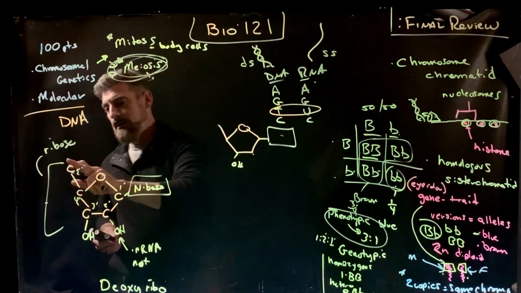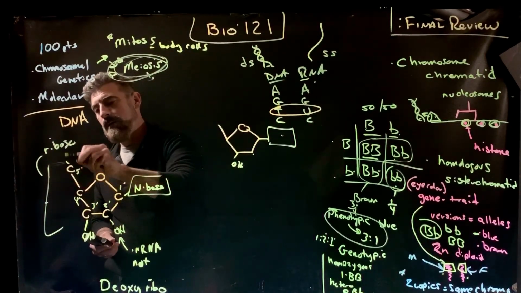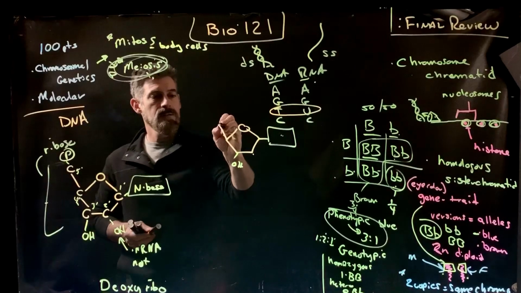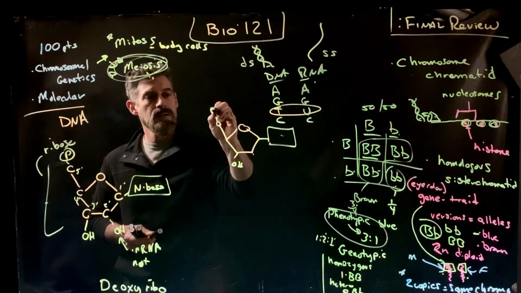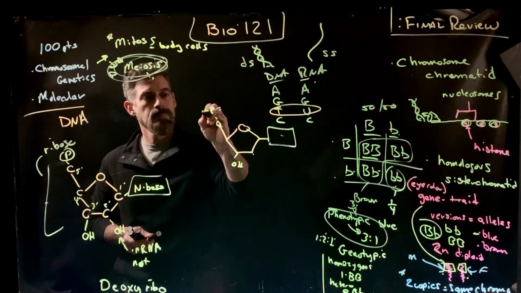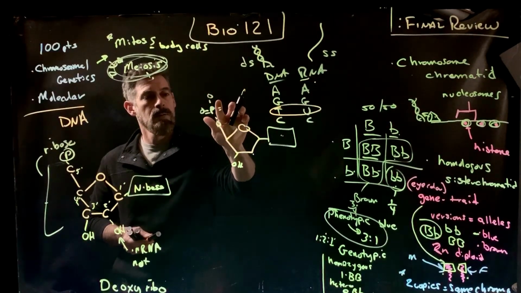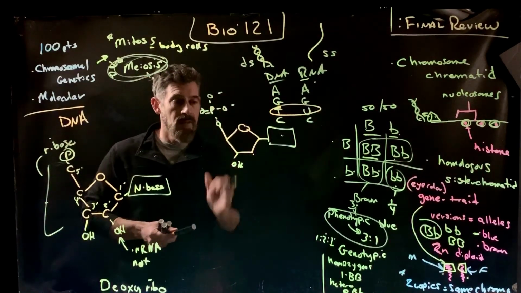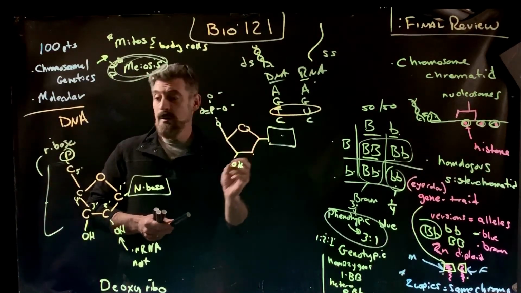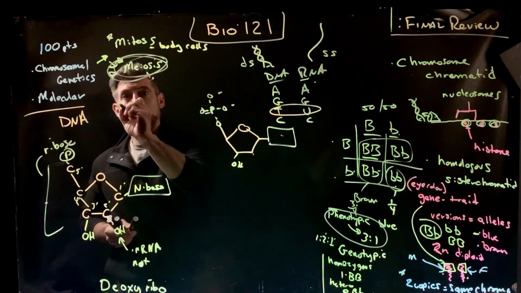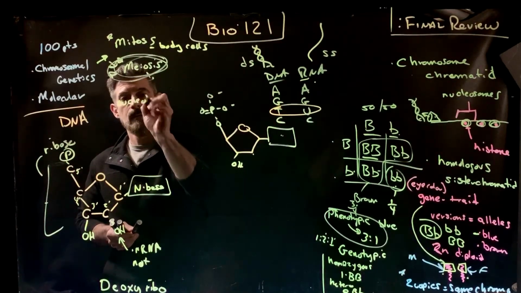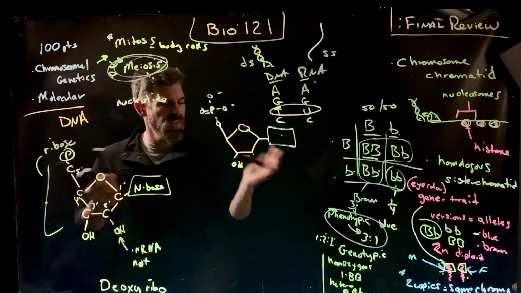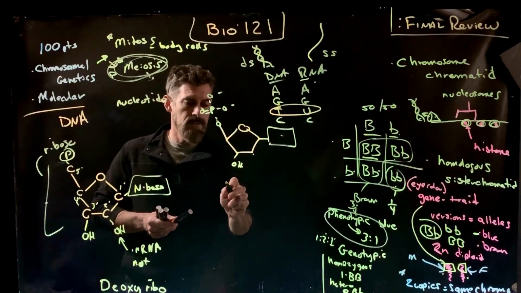Now, attached also here to the 5' carbon is going to be a phosphate. So this is actually going to be an oxygen here, and then a phosphorus. Let me do it this way. Like this. So that's a nucleotide, right? Our most basic unit. You should be able to draw that, identify questions on it, answer some things.